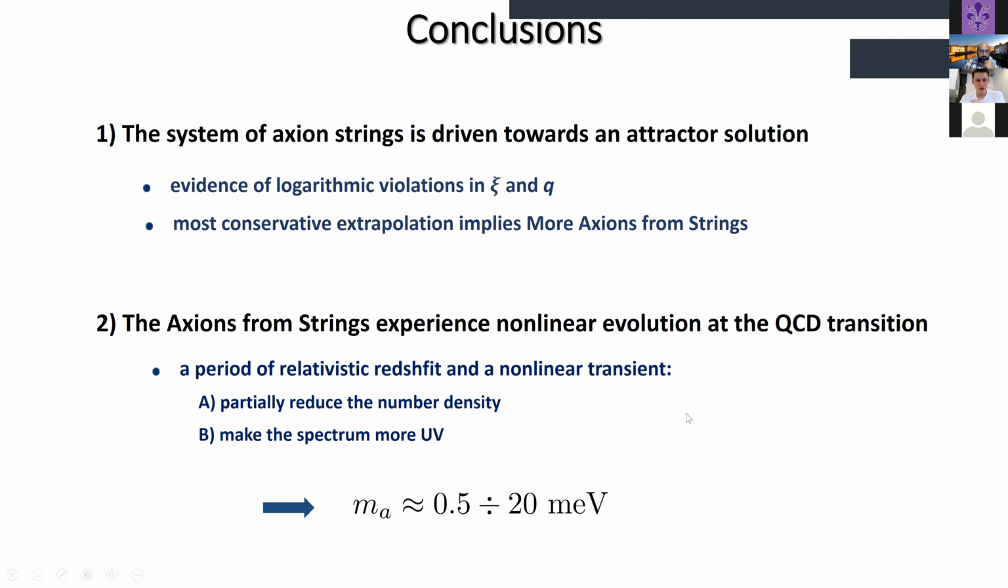And in this scenario, this implies that the axion mass, in order not to overclose, so not to overproduce dark matter, is between 0.5 and 20 millielectron volt. The 0.5 comes from dark matter production. This 20 is from astrophysics, in particular supernova.